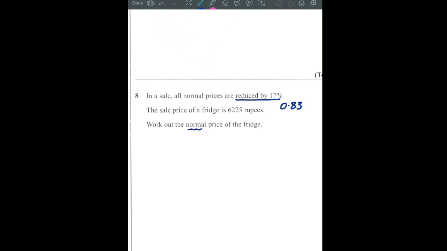Working out the normal price implies we're going back in time. If you're going back in time, then you're going to be doing a divide rather than a multiply. So putting those two facts together, our attempted solution is the 6,225 divided, because we're going back in time, by 0.83, a decrease by 17%. The answer comes out as 7,500.